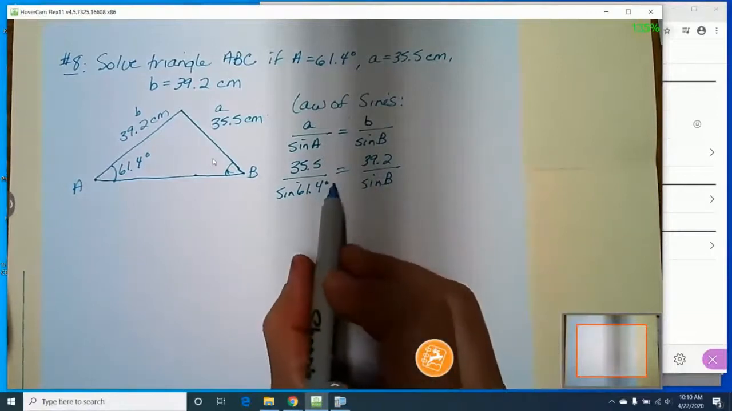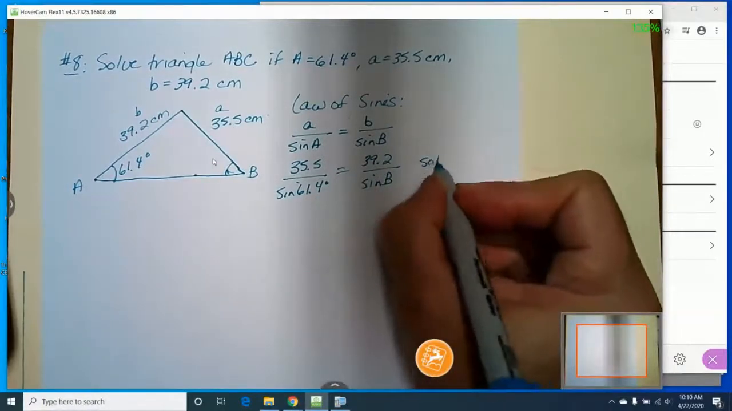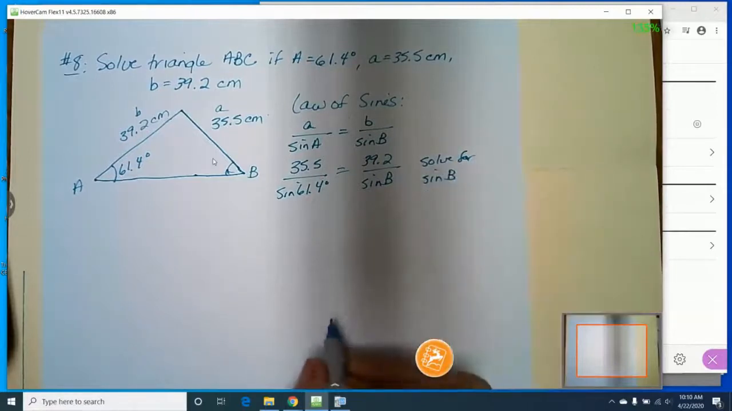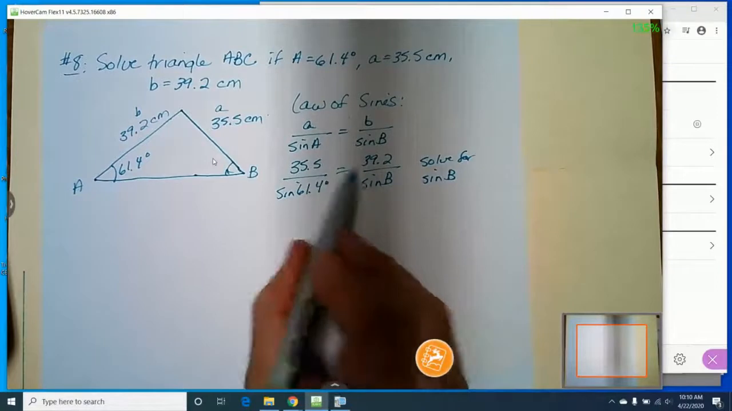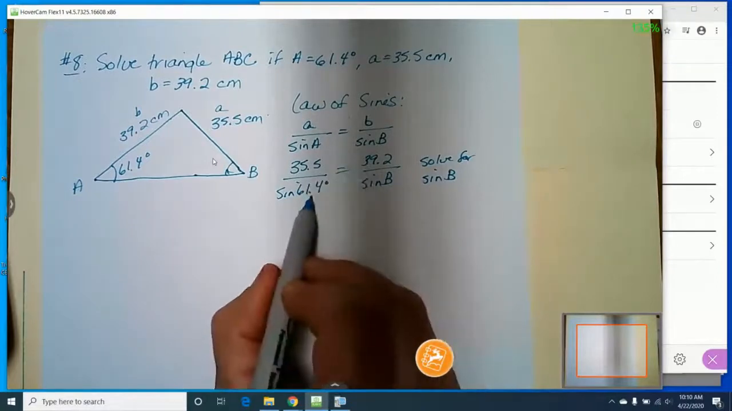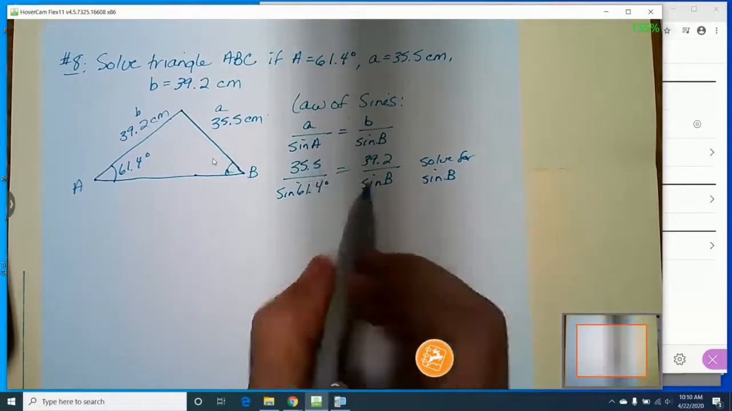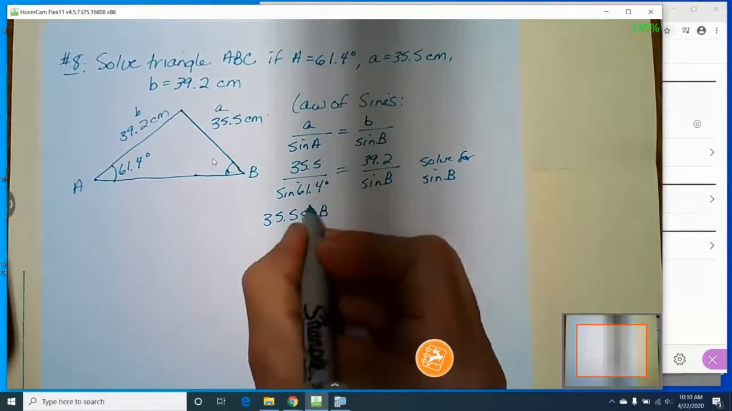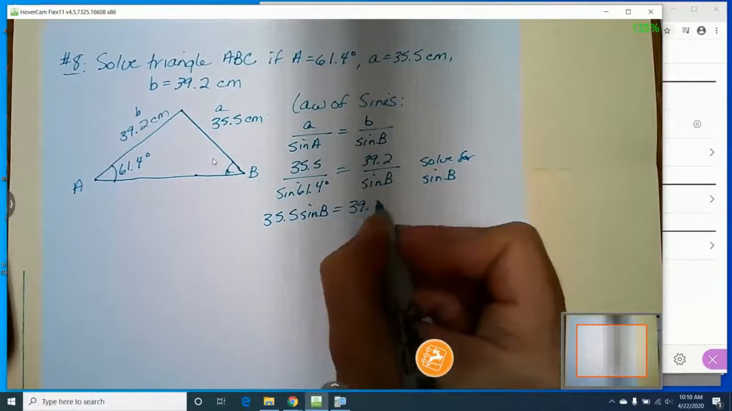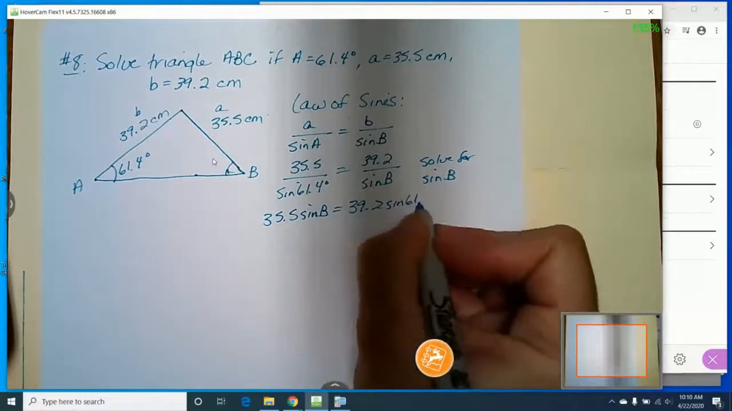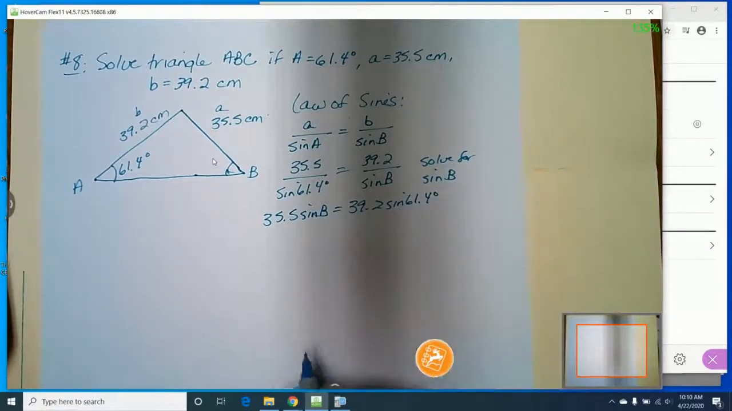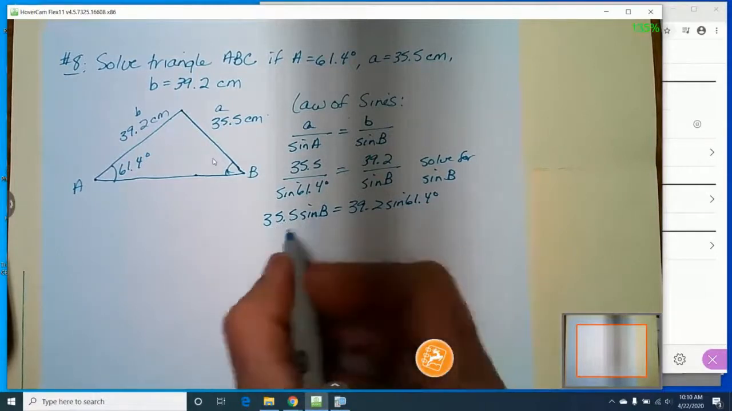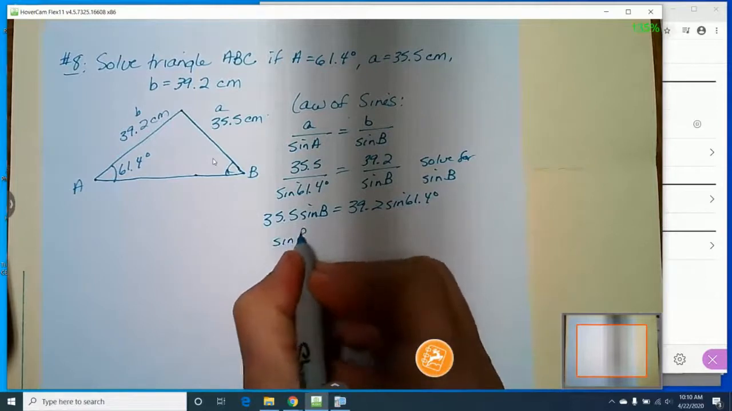And what I want to do is take this and solve it for the sine of B. And this is just a rational equation that I can cross multiply. So I'm going to do 35.5 times the sine of B equals 39.2 times the sine of 61.4. And then I want to solve for sine of B, so now I'm going to divide both sides by the 35.5.